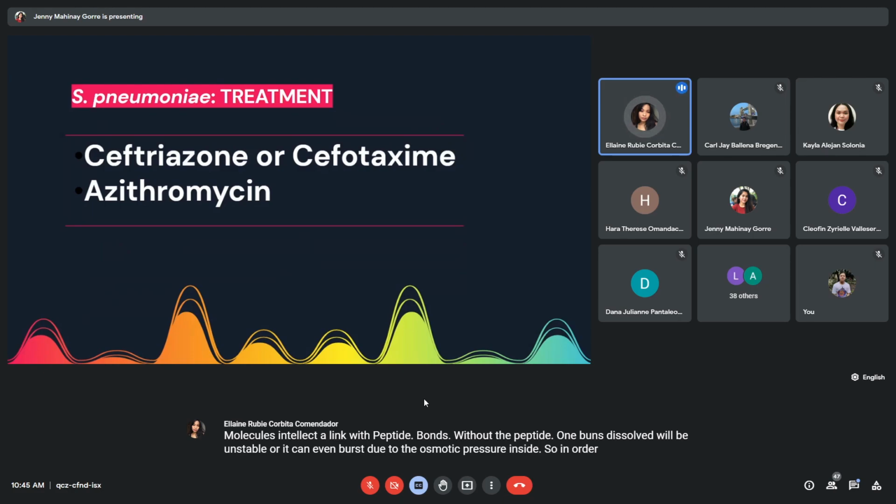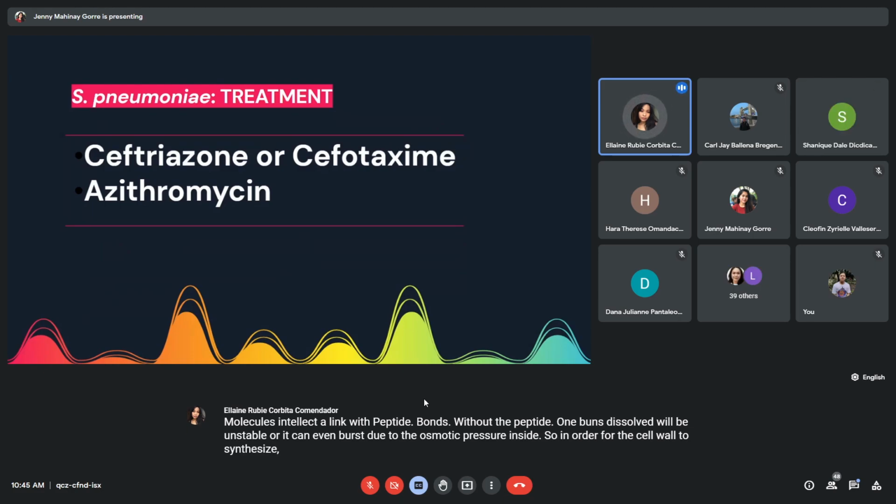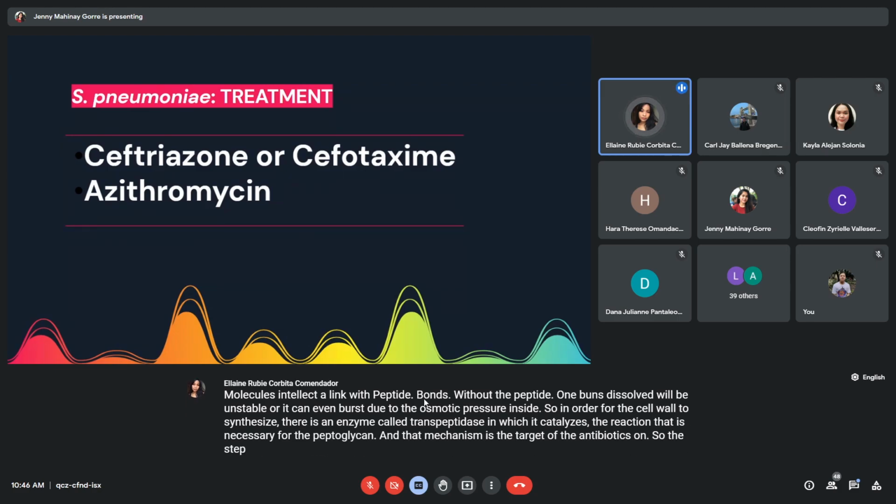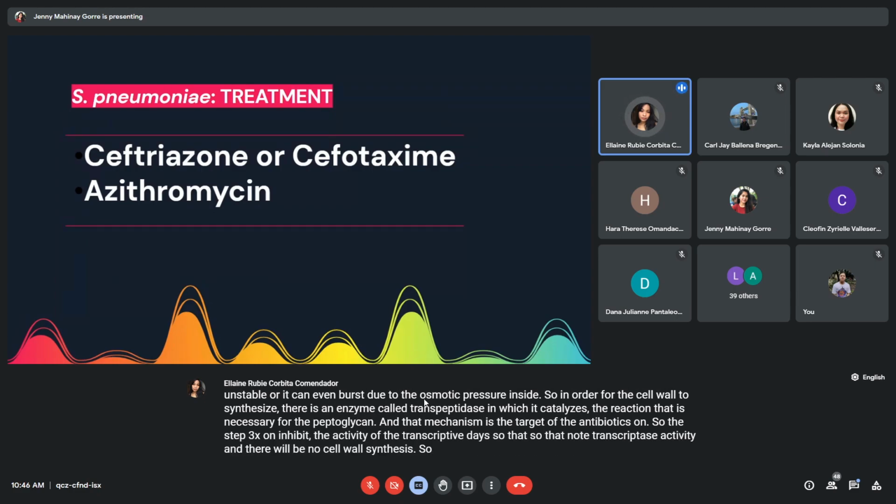So, in order for the cell wall to synthesize, there is an enzyme called transpeptidase which catalyzes the reaction that is necessary for the peptidoglycan. And that mechanism is the target of the antibiotic ceftriaxone. So the ceftriaxone inhibits the activity of the transpeptidase so that there is no transpeptidase activity and there will be no cell wall synthesis. So the cell wall becomes unstable and the bacteria will be eliminated.